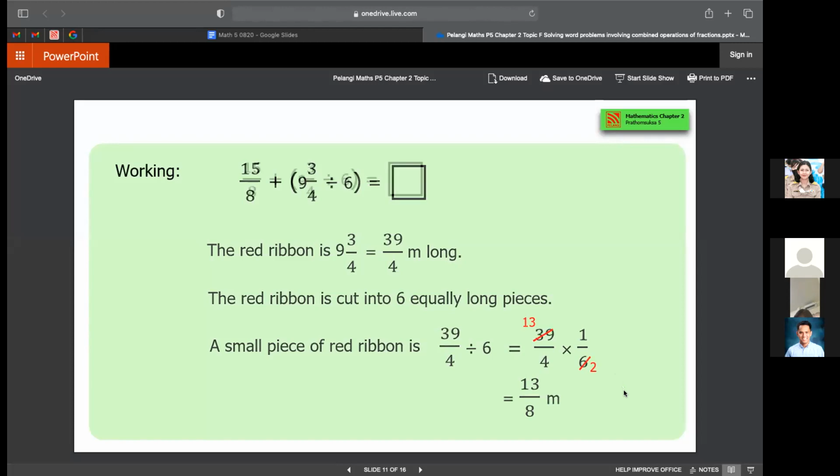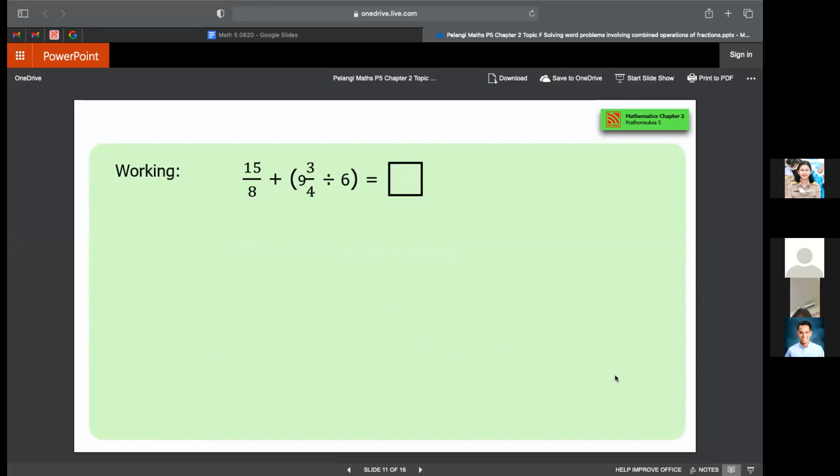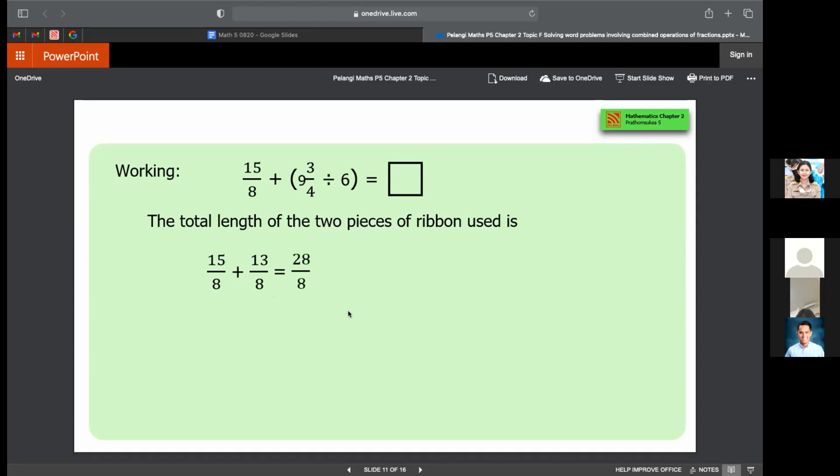Now we will add it with the blue ribbon, which is 15/8. Okay, total length of 2 pieces of ribbon used is 15/8 plus 13/8. Same denominator, so you just add 15 plus 13 is 28/8. If you have the same denominator, you just copy it.